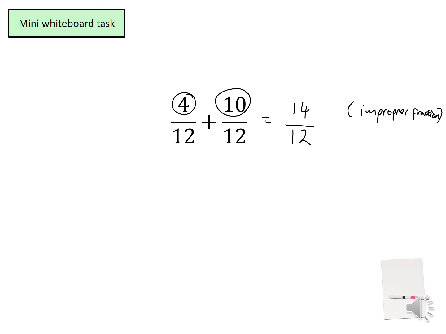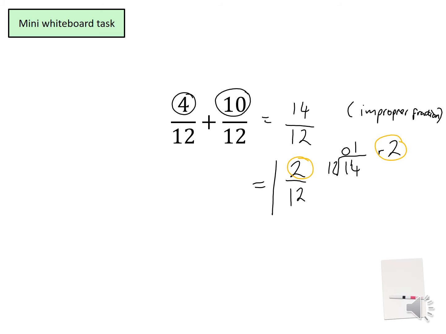So to convert it into a mixed number, again, how many 12s go into 14? So we're going to do 14 divided by 12. How many 12s go into 14? 1. And what is our remainder? 2. Our remainder is 2. So we have 1 whole and 2 parts out of the 12 left. Again, for those of you wondering where the 2 comes from, we have a remainder of 2, so that will be 2 12ths that we have left.